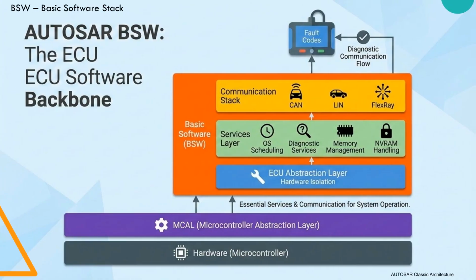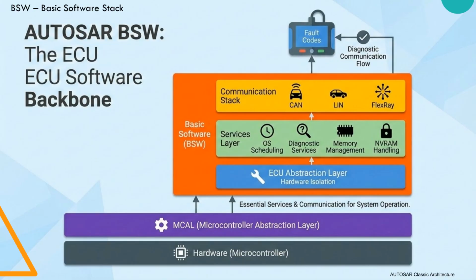BSW, or Basic Software, acts as the backbone of the ECU software system, sitting above MCAL and providing all essential services required for system operation. It is not a single block, but a collection of multiple sublayers working together. The ECU abstraction layer further isolates hardware dependencies, while the services layer provides critical functionalities like operating system scheduling, diagnostic services, memory management, and NVRAM handling, which is used to store persistent data even after power off.